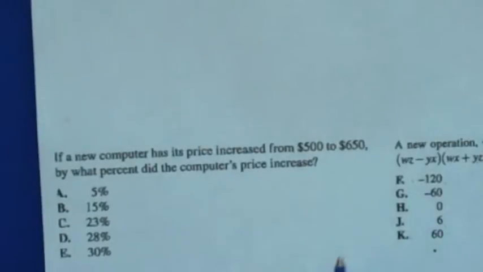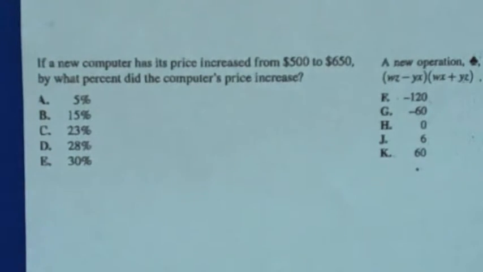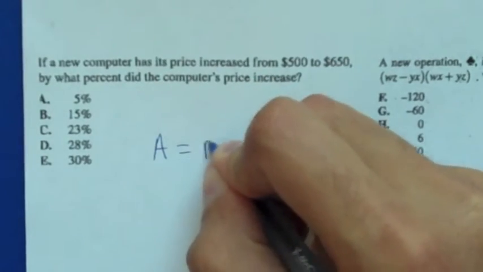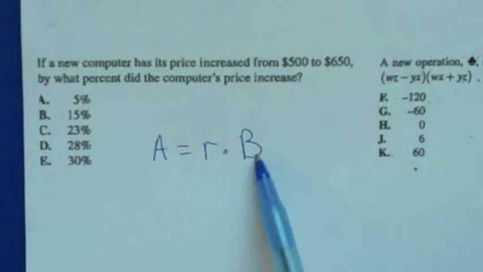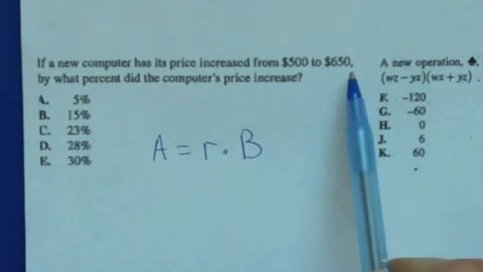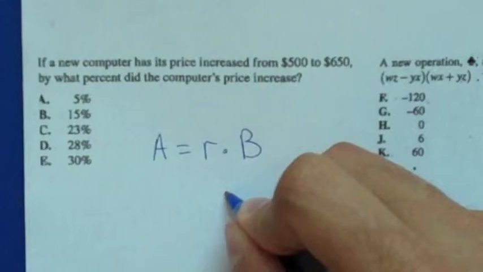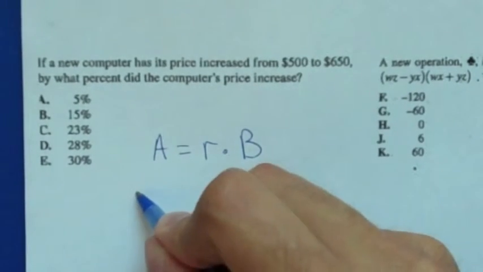On the third problem here, for those of you who have had me in class, you already know my favorite way to talk about percent problems is using a handy little formula, A equals R times B. A is your after, B is your before, R is your rate, and your rate goes in as a decimal. So the price is going from $500 to $650. The 500 is before the increase, so I'm going to put it over here for B.